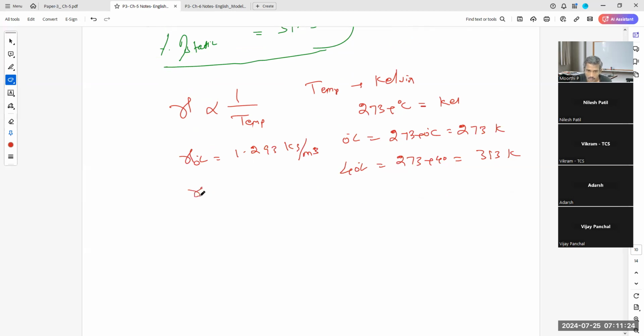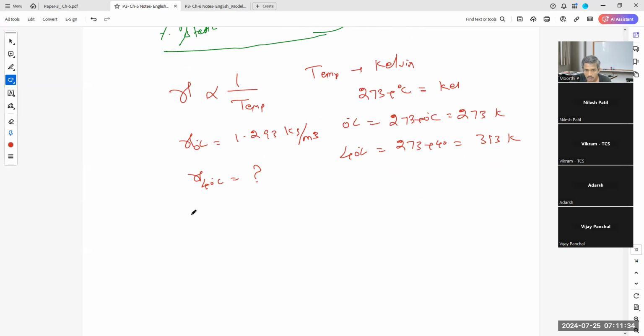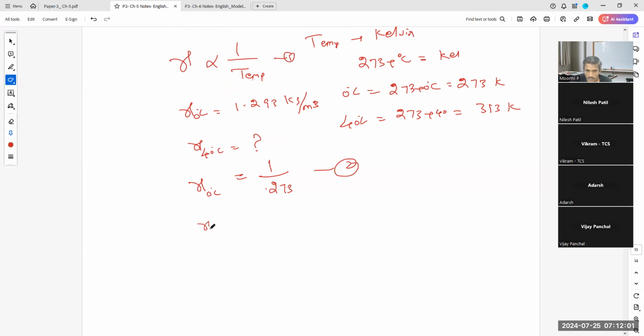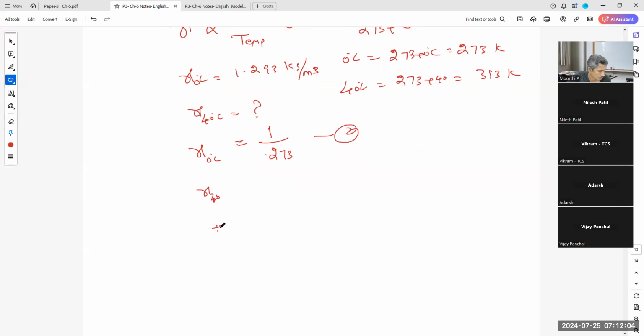R40, we need to calculate. Understand? 40 degree Celsius, we need to calculate. Okay. R0 degree Celsius equal to 1 divided by, what is the value? This is the general equation. R40 degree equal to 1 divided by 273. This is equation 2. R40 degree, 1 divided by 313.